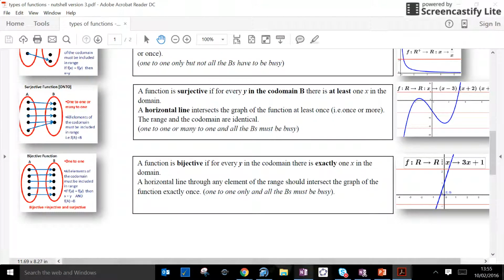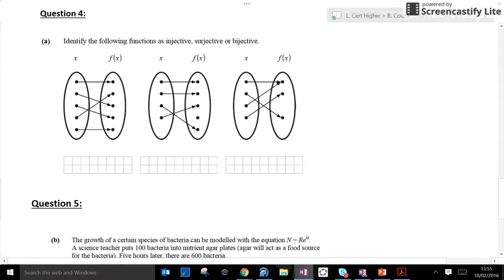Okay, so let's go back to our question. And if we look at our first one, we see we have a one-to-one mapping, and we also notice that the codomain is equal to the range. Each output has an input. Therefore, it is bijective.